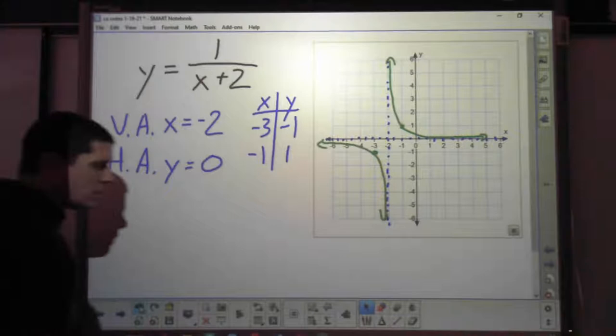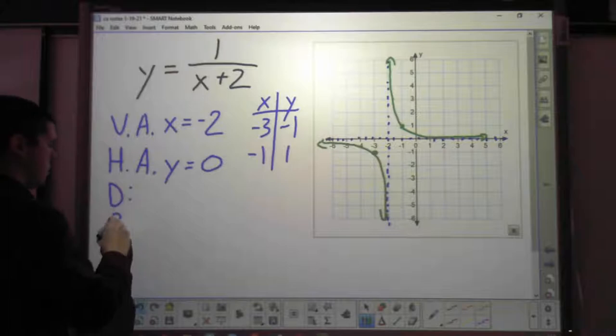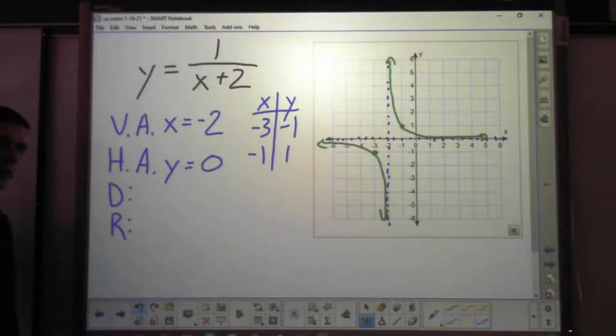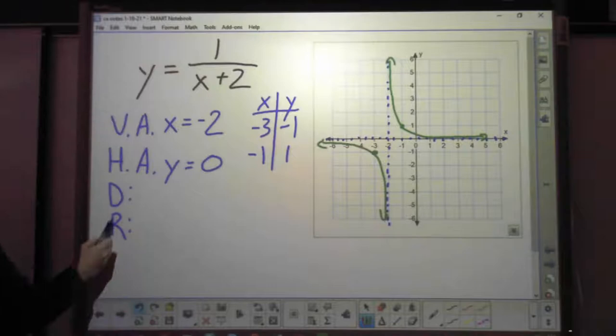So we still need domain and range. Again, last time I said I abbreviate, and this is typically how I abbreviate domain and range. I want you guys to abbreviate DOM and write range out, but really D and R is good.